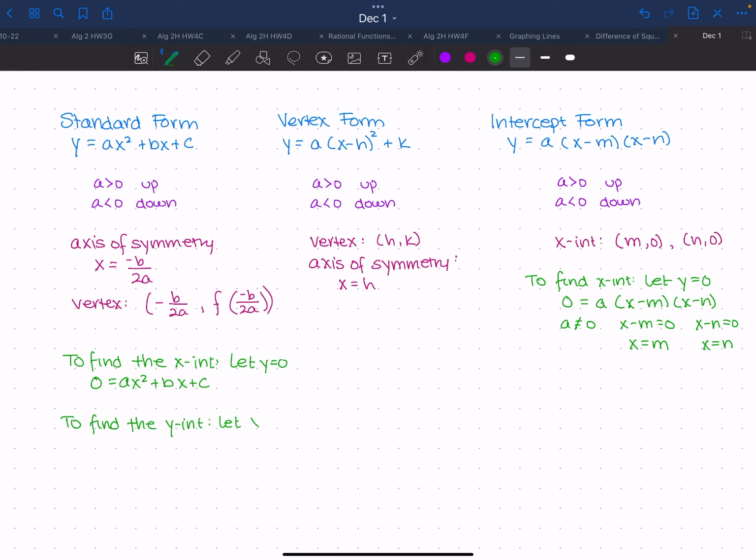And then to find the y-intercept, you're going to let x equal 0. And if we let x equal 0, then these first two terms just turn into 0. You get 0 plus c, which is just c. Your y-intercept is always going to be at (0, c).